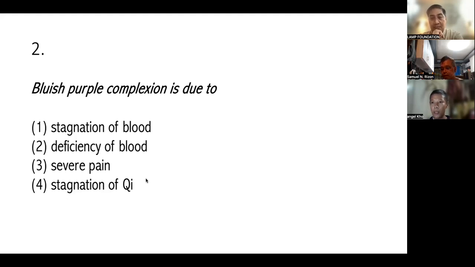Stagnation is due to heat. Yes, Doc. The bluish purple one is from cold. Stagnation, or pain, that comes from cold.